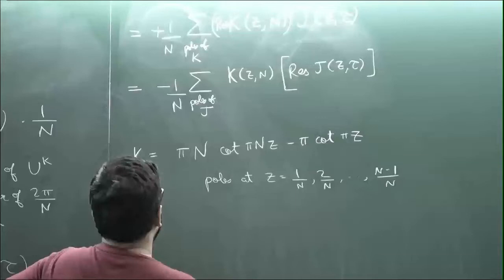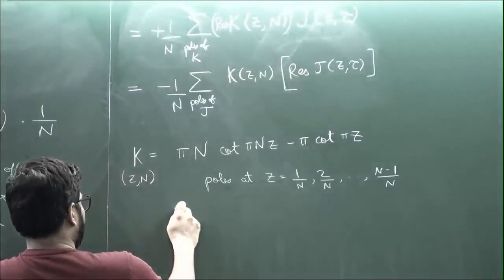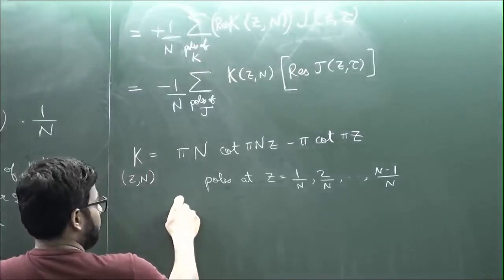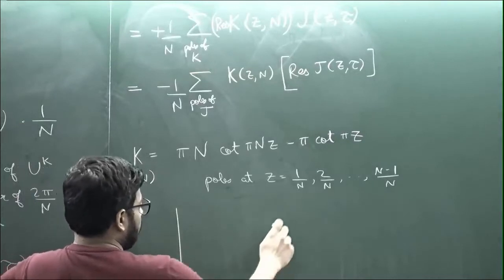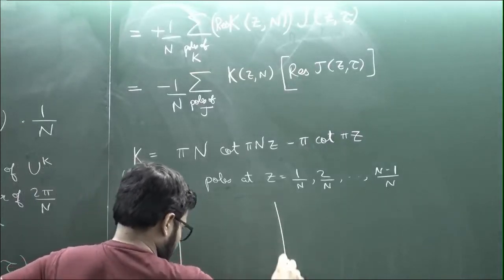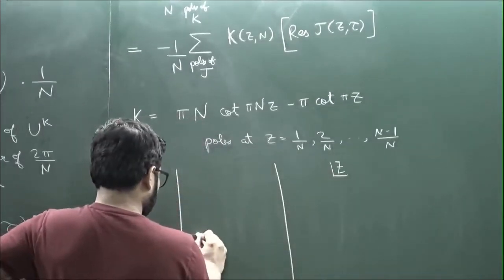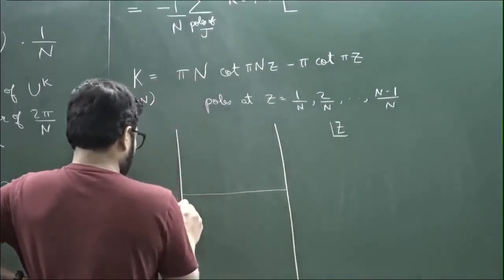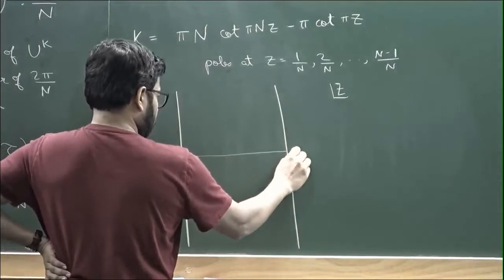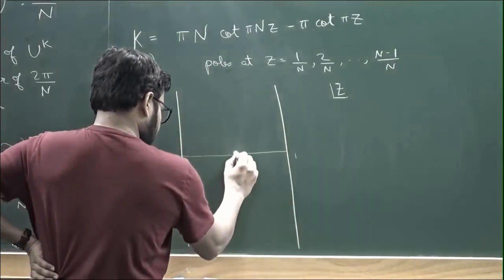Okay, so let me draw a diagram. I will write what j is in a bit, but let me draw a diagram. And for technical reasons, n will be taken to be odd. So here is the z plane. Here is z equal to 0, z equal to 1, and here is z equal to a half.